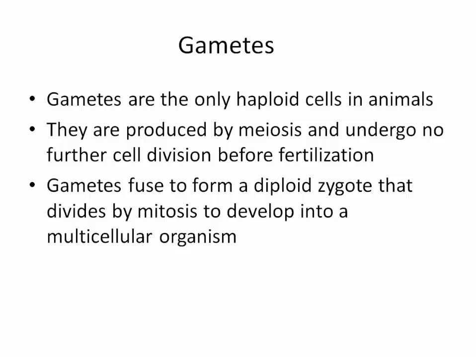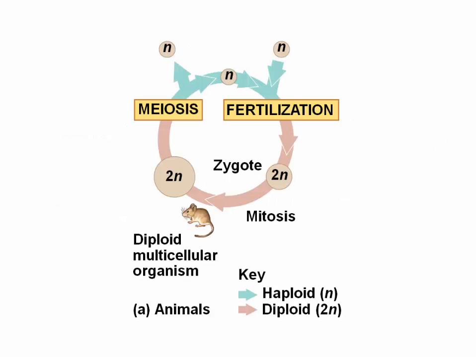Gametes are the only haploid cells in animals. They're produced by meiosis and undergo no further cell division before fertilization. Gametes fuse to form a diploid zygote that divides by mitosis to develop into a multicellular organism. And here is a schematic showing you that. So every time you see 2N, that means it's diploid. Every time you see N, that means it's haploid. And you see a regular old mouse, a multicellular diploid organism. He spends his life in the 2N stage.